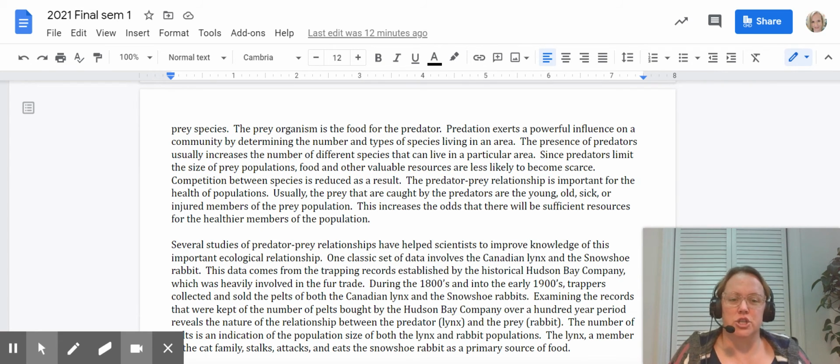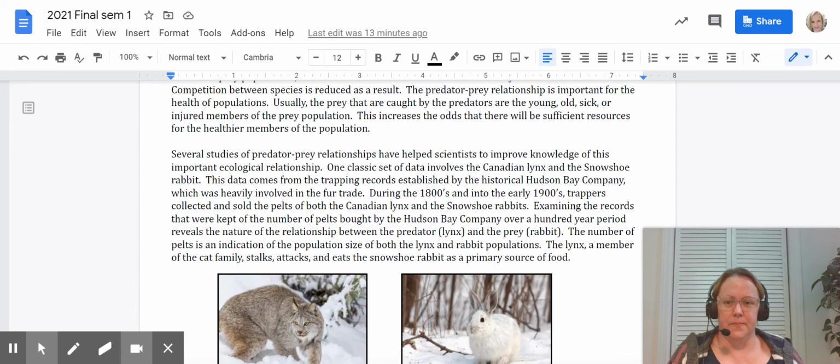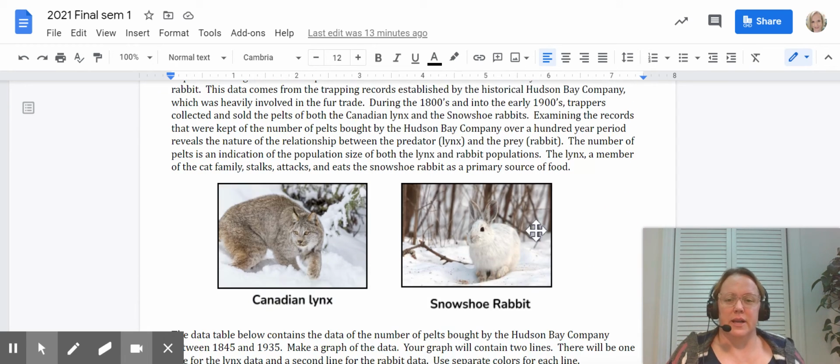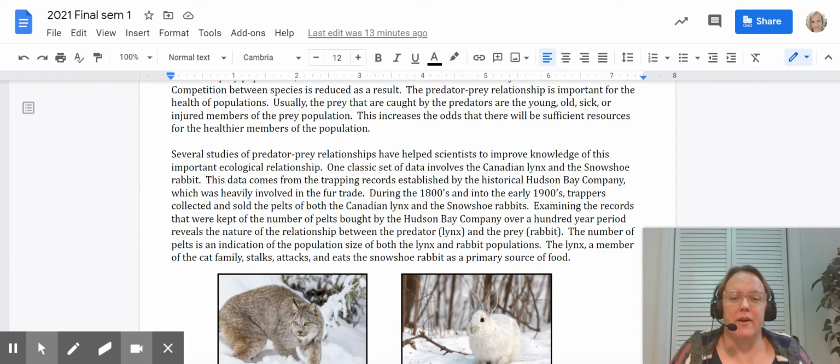The predator-prey relationship is important for the health of populations. Usually, the prey that are caught by the predators are the young, old, sick, or injured members of the prey population. This increases the odds that there will be sufficient resources for the healthier members of the population. Several studies of predator-prey relationships have helped scientists to improve knowledge of this important ecological relationship.